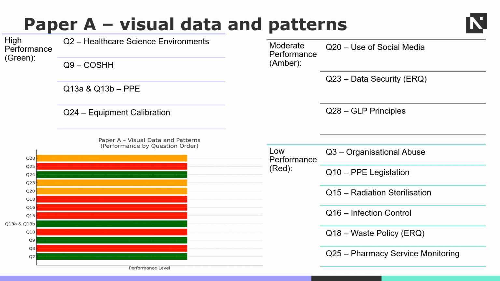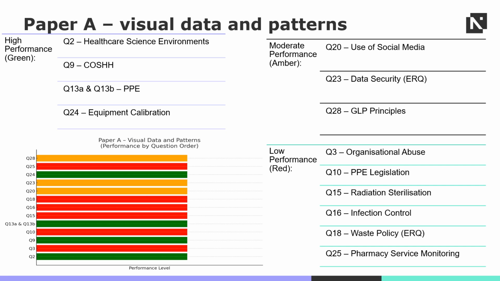In the amber zone, we begin to see signs of partial understanding and weaker application. For example, in question 20, some students understood how social media might be used in healthcare contexts, but struggled to apply their ideas clearly. Similarly, in question 23 respondents often outlined the basics of data security, but fell short in fully evaluating the scenario. Question 28, which covered good laboratory practice, showed some knowledge but limited application or critique.